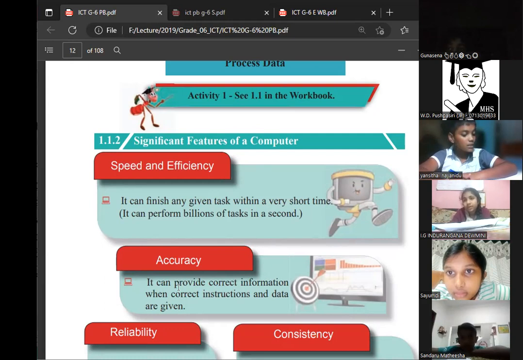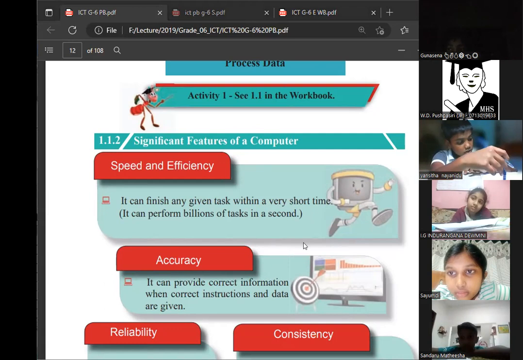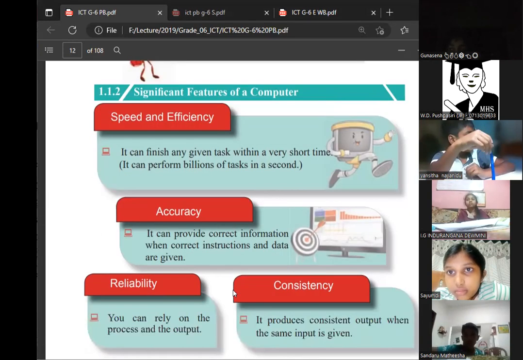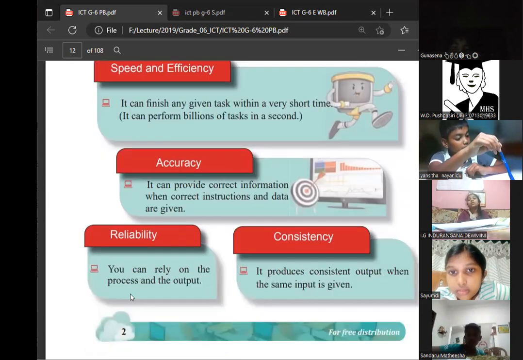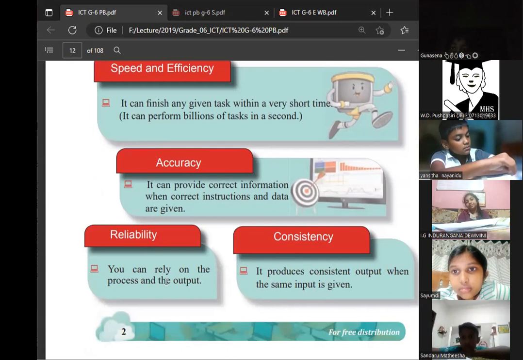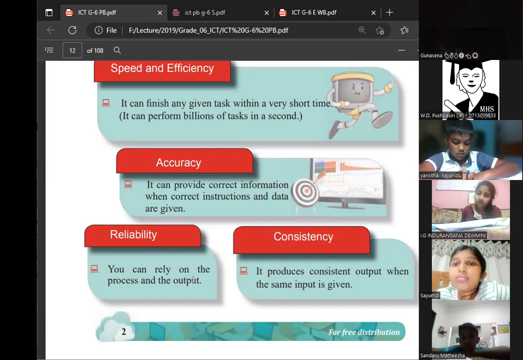The next one is reliability. Reliability means we can be sure that it is okay, that it can be done. You can rely on the process and the output. So whatever the computer gives us, we can be sure of it, right? So there is nothing false. So that is called reliability.